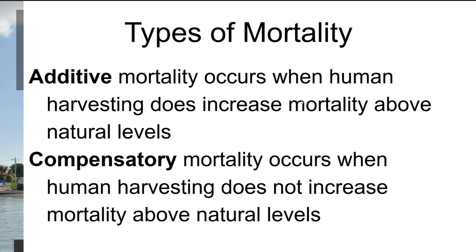There's also compensatory mortality. Essentially, whatever human harvest is going on, whatever human-caused deaths are happening, those deaths are merely compensating for what would have happened otherwise. For example, if we've got a very large population close to carrying capacity and we skim off some of those individuals who would have starved, that's an example of compensatory mortality. And we can get back to that at the very end, where I'll show you a graph of what that might look like.